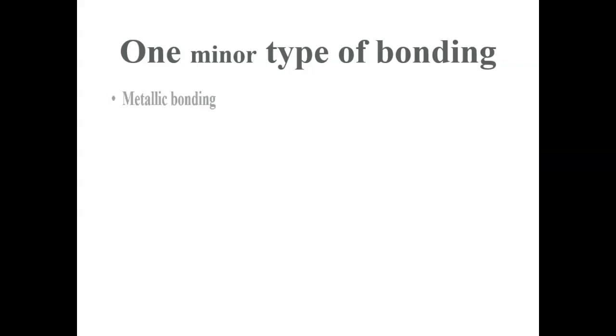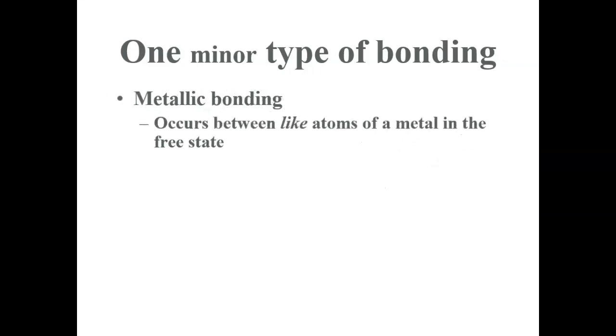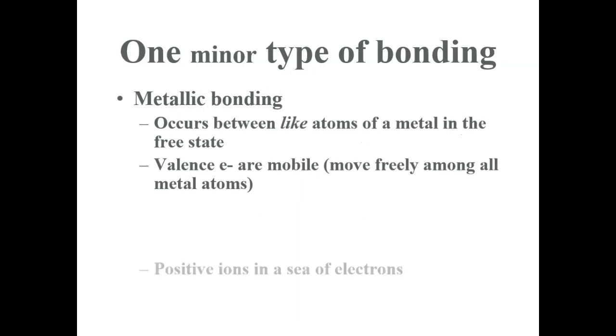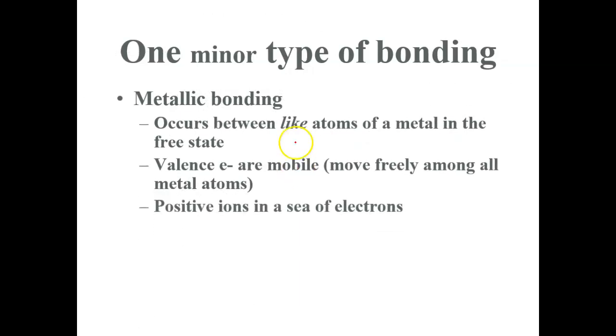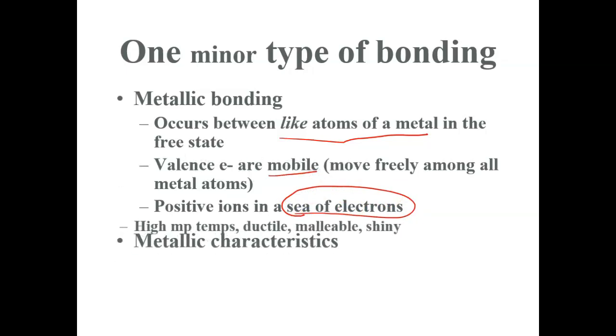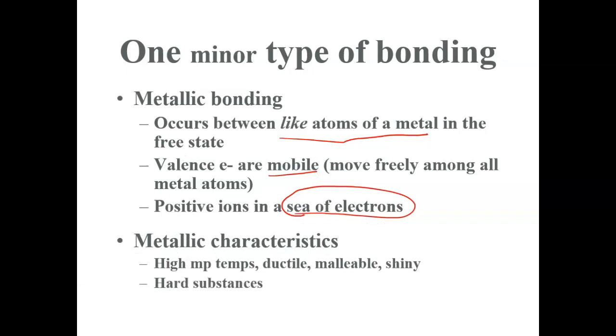Now one type that's not too major, but we do talk about it a little bit, is called metallic bonding. Metallic bonding occurs between like atoms of a metal in a free state, and the valence electrons are mobile. We call them a sea of electrons: positive ions in a sea of electrons.